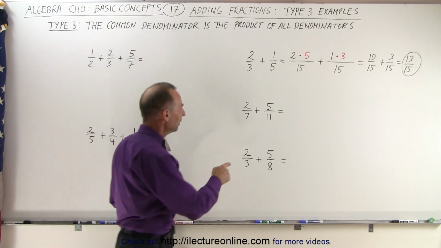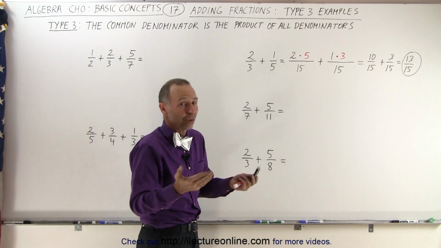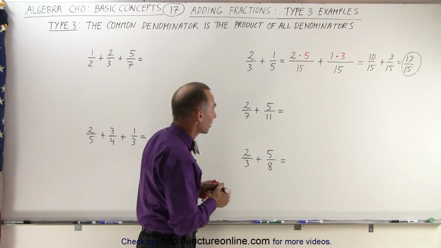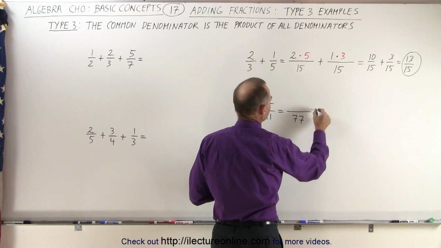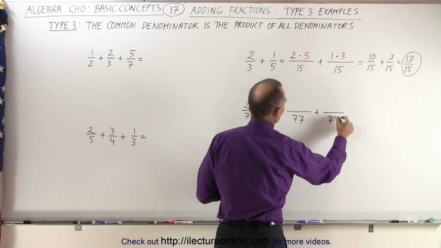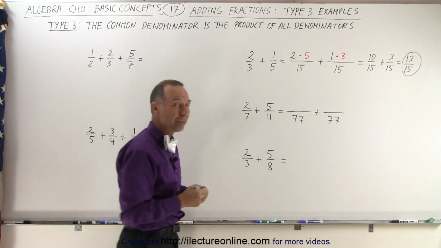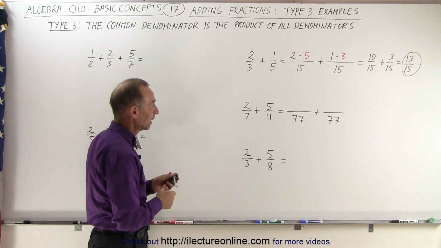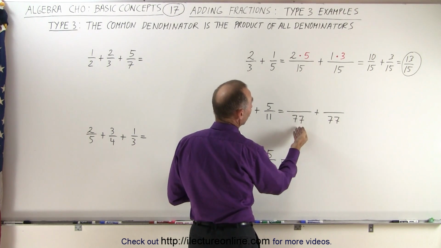All right, here again, we have two denominators. They're both prime numbers, so there's even no choice there. We must multiply the two to get the common denominator. So the common denominator will be 77. So we're going to change the two fractions so that each of them has the same common denominator of 77. So we ask ourselves the question, 7 goes into 77 how many times?